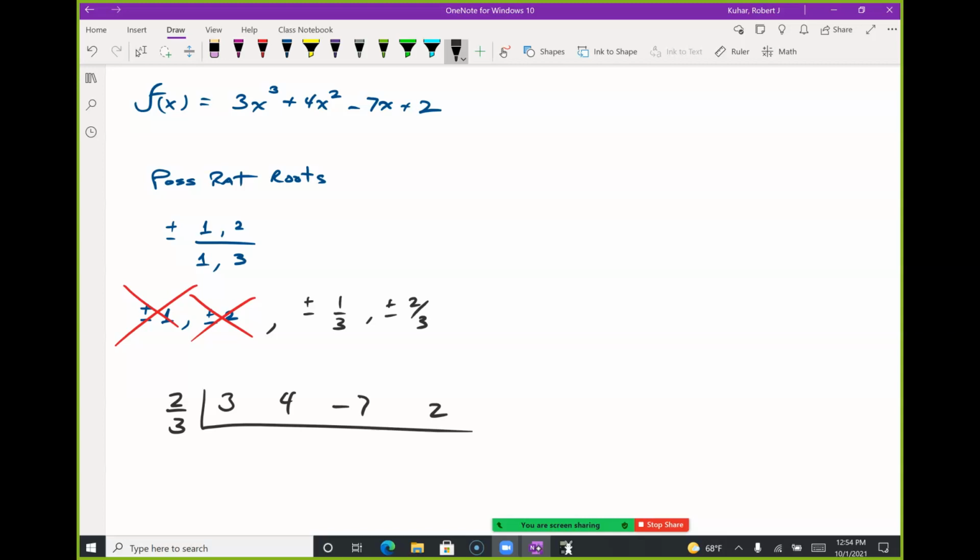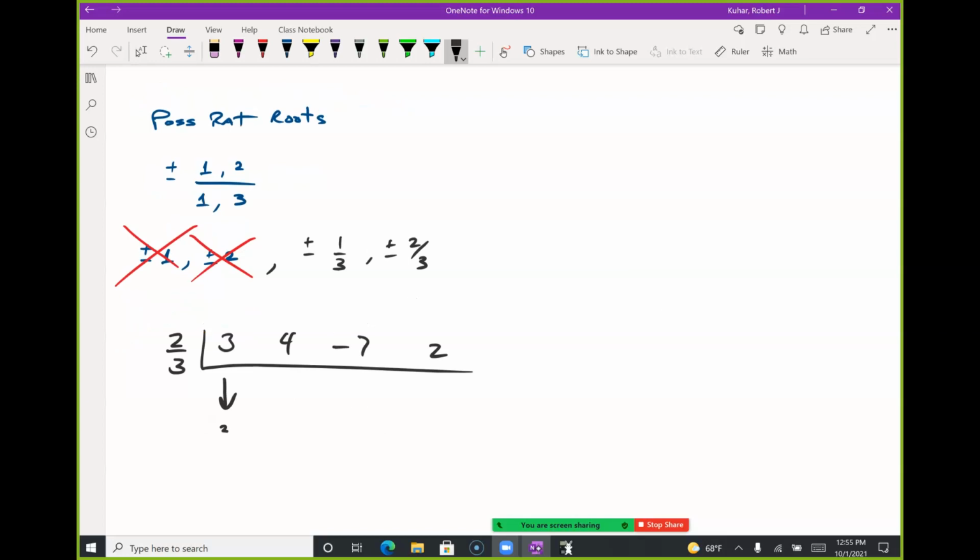Is everybody with me? I look at the graph, but I can't clearly see a place where it's hitting the x-axis. I see it's hitting the x-axis, but it's not real clear to me exactly what that decimal is. So I figure out the possible rational roots and then narrow it down.